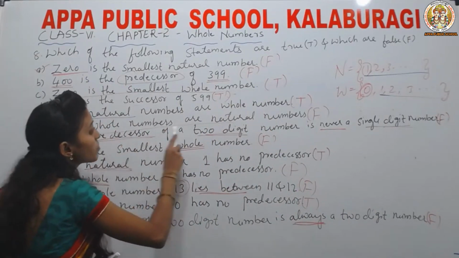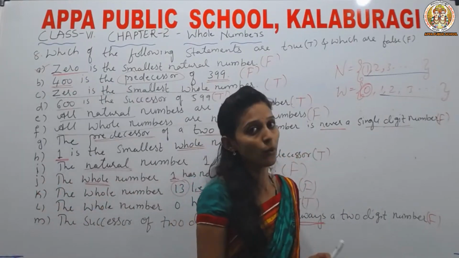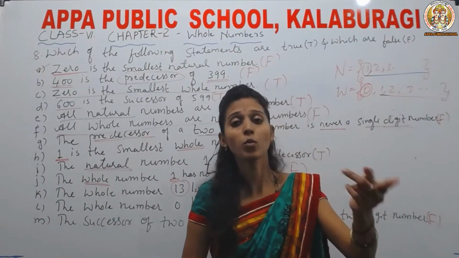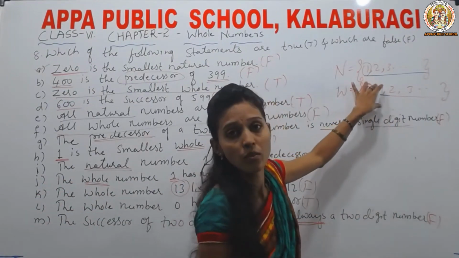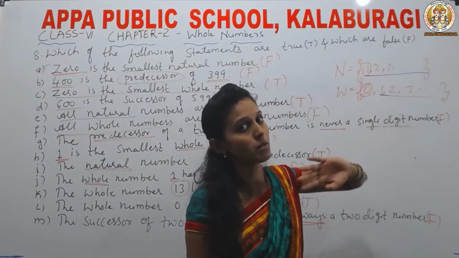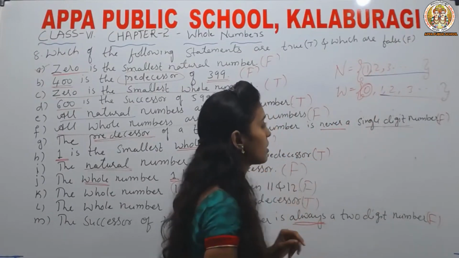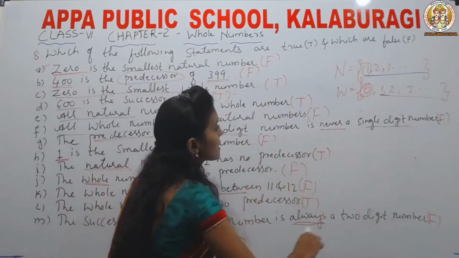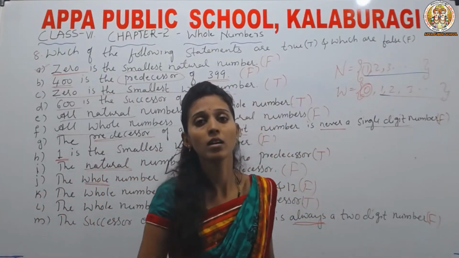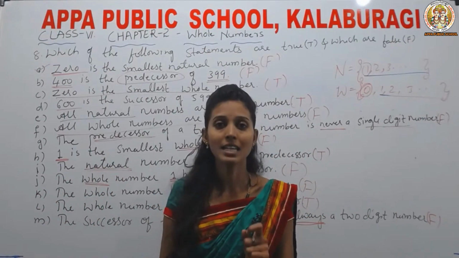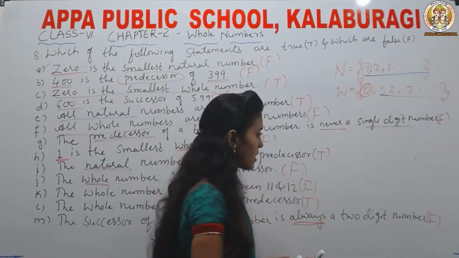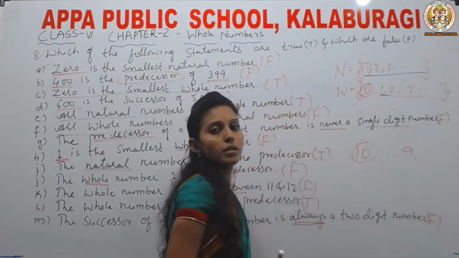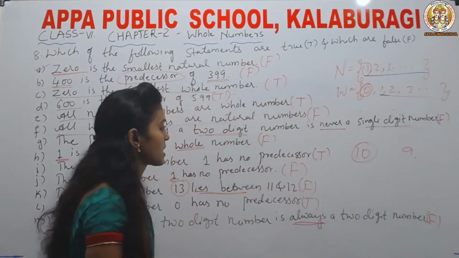Next, all whole numbers are natural numbers. No, because whole numbers have 0. The only difference between whole numbers and natural numbers is 0. Whole numbers have 0, natural numbers do not. So therefore, false. Next, the predecessor of a 2-digit number is never a single-digit number. The predecessor of 10 is 9. 10 is a 2-digit number, 9 is single-digit, therefore false.